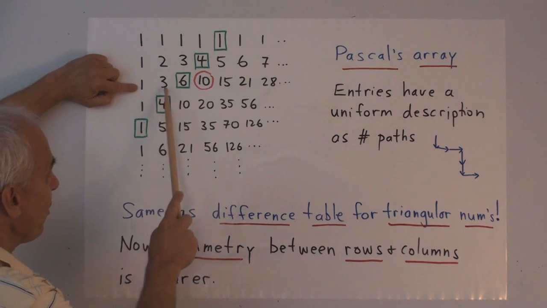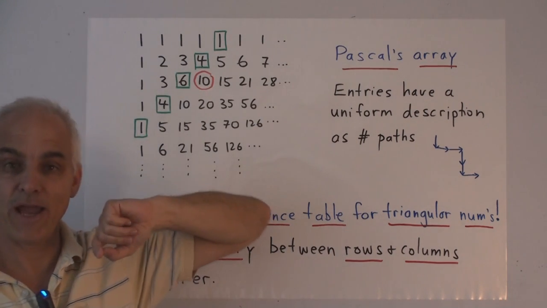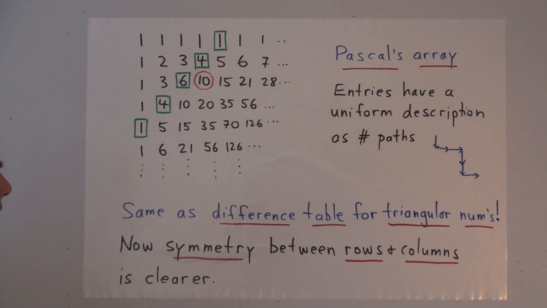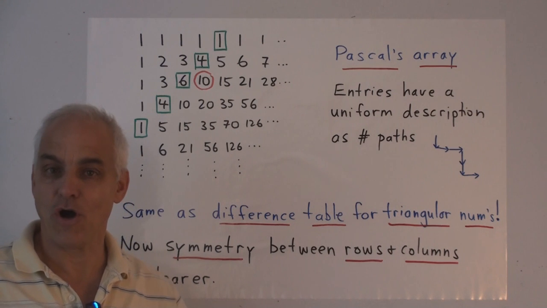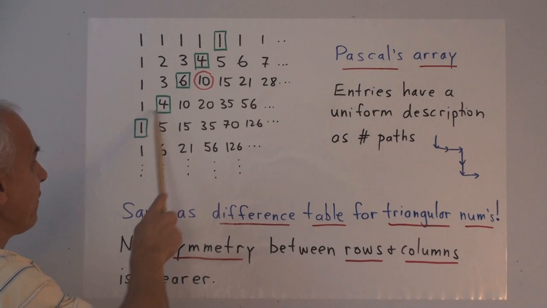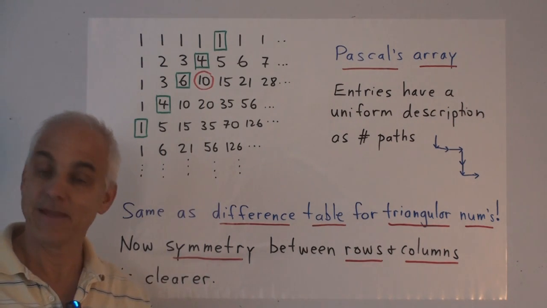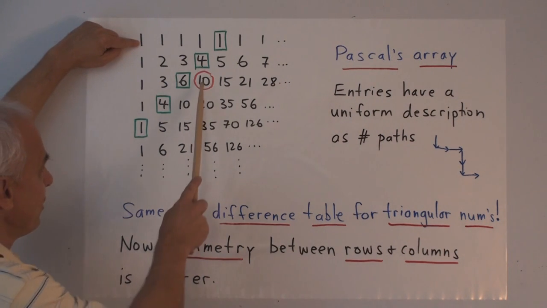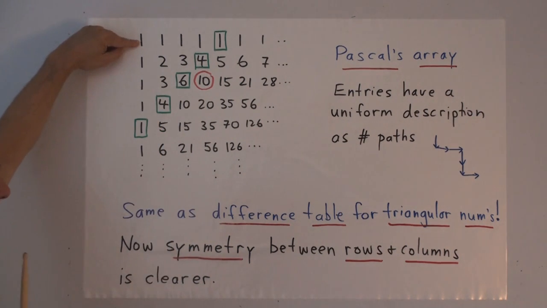So this row right here, 1, 3, 6, 10, 15, 21, 28, that's the sequence of triangular numbers. And this is just the difference table for that sequence. So along the diagonals like this, we have the various coefficients of A plus B to the n. In this case, n equals 4: 1, 4, 6, 4, 1. And this entry 10 is counting the number of paths from the corner to the position where we're always either going down or to the right.